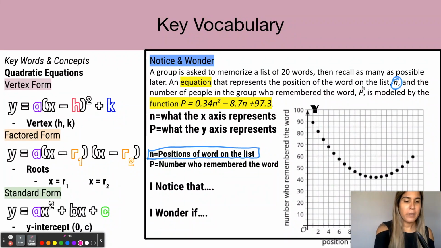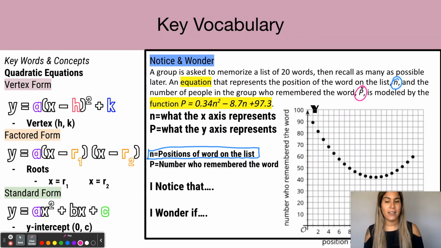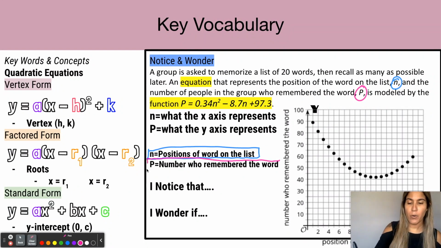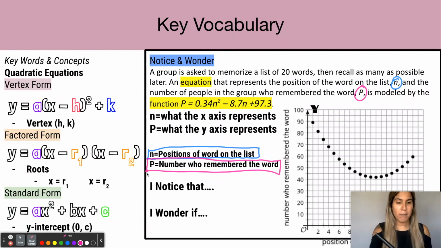Now, P is the number of people in the group who remember the word. So, number of people who remember that word. I wrote this down. I also labeled my Y and my X axis to remember that this is Y and this is X.